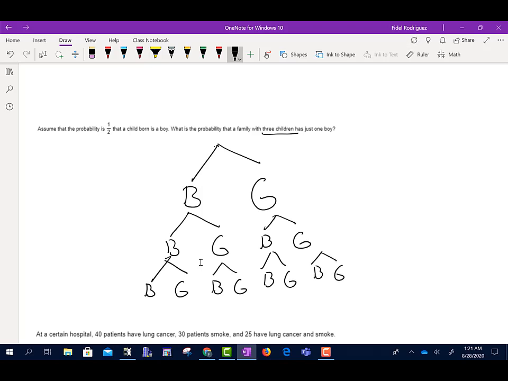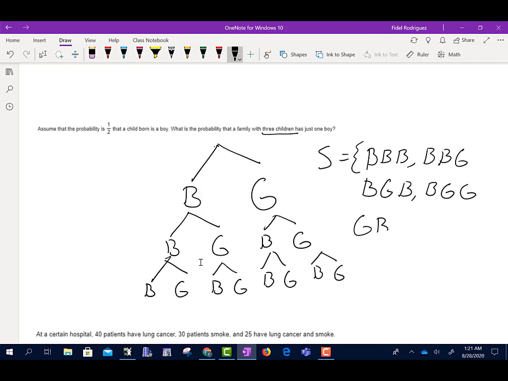Okay. So I'm going to write out my sample space. We can have a boy, a boy, a boy, or a boy, a boy, and a girl. Or we could have a boy, a girl, and a boy. Or a boy, a girl, and a girl. Or a girl, a boy, and a boy. We could have a girl, a boy, and a girl. We could have a girl, a girl, and a boy. Or we could have 3 girls, right?